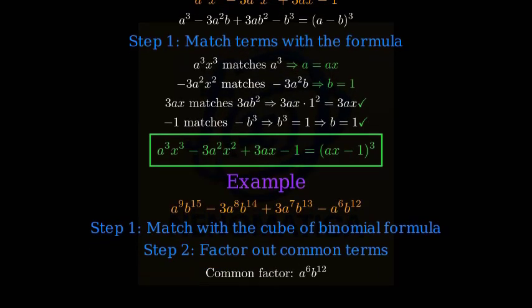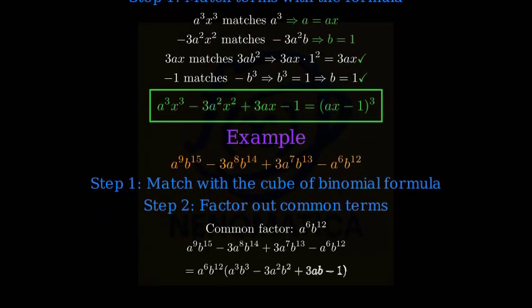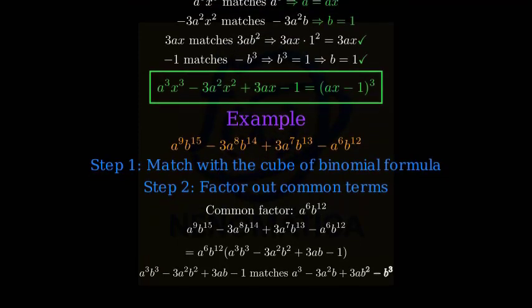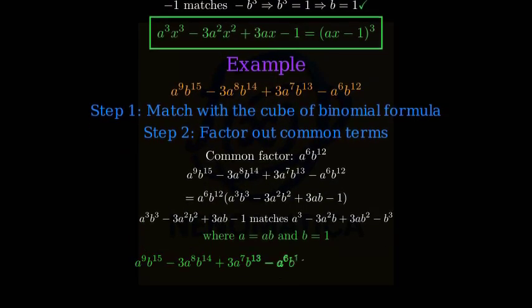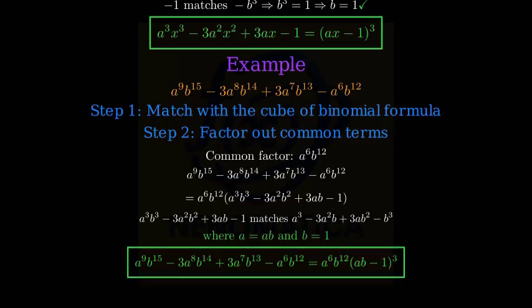Notice that a to the power of 6 b to the power of 12 is common to all terms. Let's factor that out. After factoring out a to the power of 6 b to the power of 12, we get a to the power of 6 b to the power of 12 times the quantity a cubed b cubed minus 3a squared b squared plus 3ab minus 1. Now, the expression inside the parentheses matches our cube of binomial formula, where a equals ab and b equals 1.